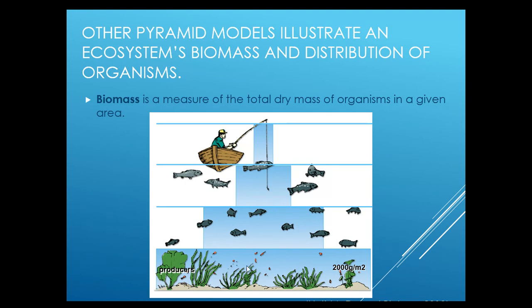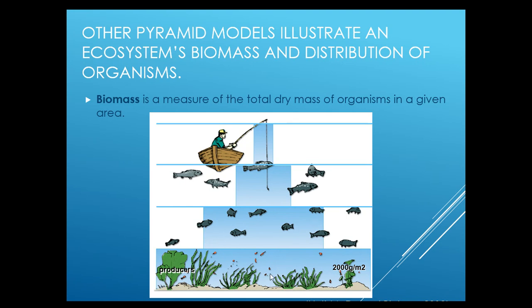So again, we start with producers, and we work our way through the various levels of consumers. And this just shows us the total dry mass of those organisms. So we're not looking at each individual organism in a biomass pyramid. It's going to be our total mass at each one of these levels.